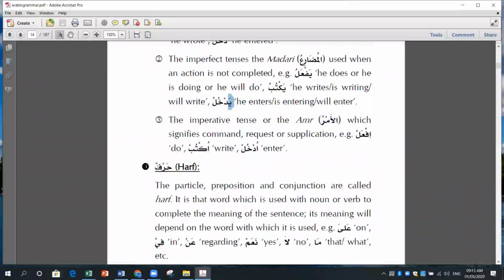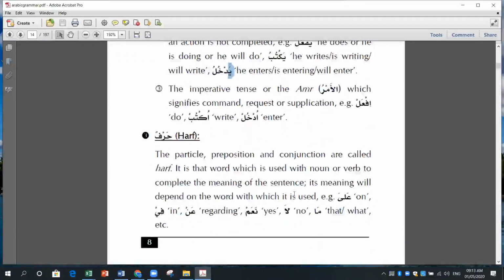Okay, the next is harf. This also we touched on last class, but we'll just go a little bit more. The particle, preposition and conjunction are called harf. Particle, preposition, and conjunction, any of them, all of them, are called harf. And they don't have their own meaning, but its meaning depends on the word with which it is used, right? Like prepositions in English, they keep changing their meaning depending upon how and where they are used.